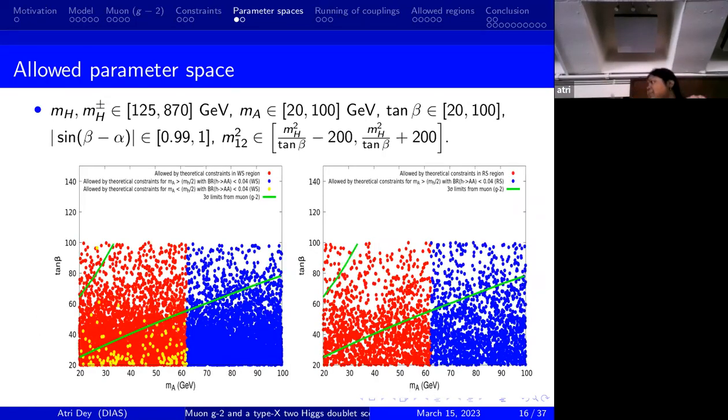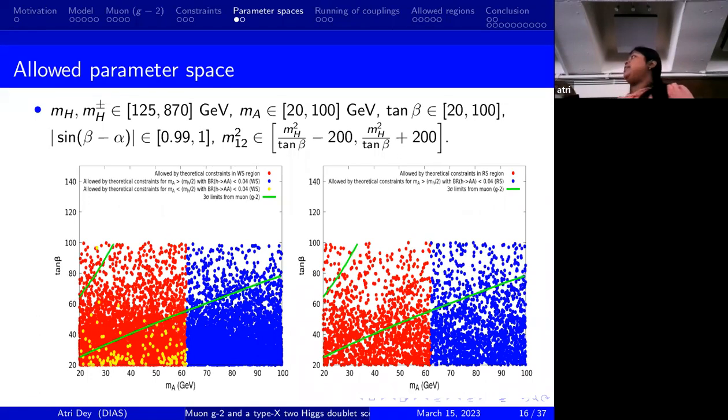So after that, here is our parameter space after running. The left side plot represents the parameter space for the wrong sign region, and the right side plot is for the right sign region. The red points and blue points are the points allowed by the theoretical constraints. Now we can see that if our M_A is less than 62.5, there is a chance of on-shell decay of H to A. Then you also have to consider the branching of this H to AA constraint coming from LHC. Then we are left with only these yellow dots. So these are just a fine-tuned region.